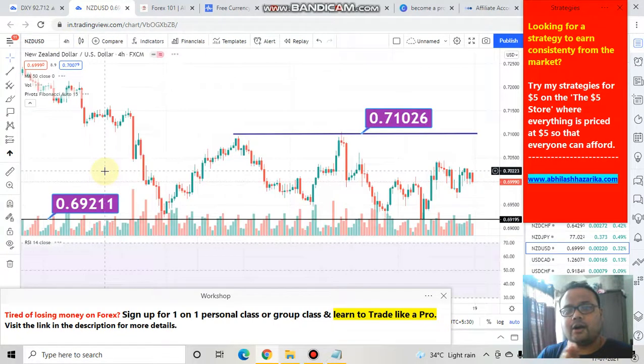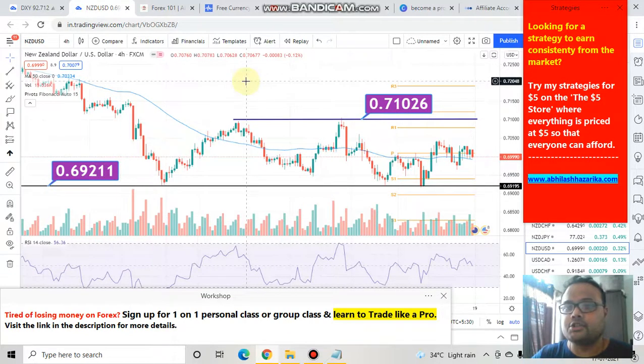So hopefully you have understood how you need to trade on the NZDUSD chart. There is not much complication. Do not trade in the middle.